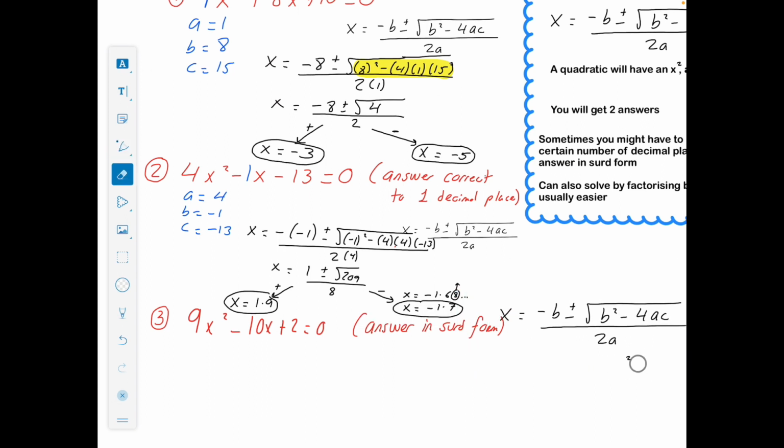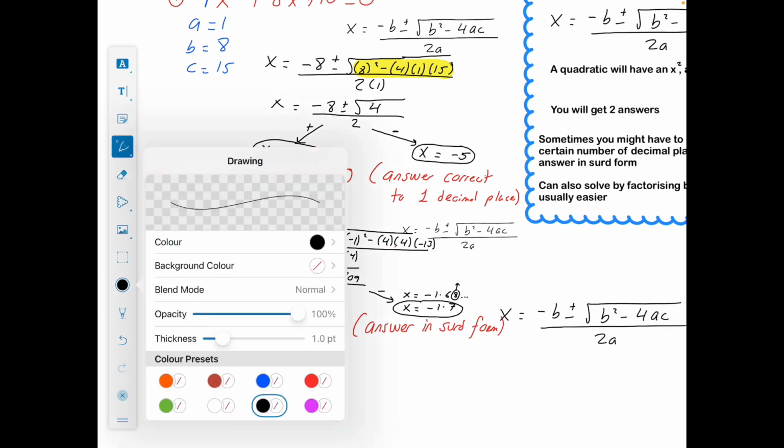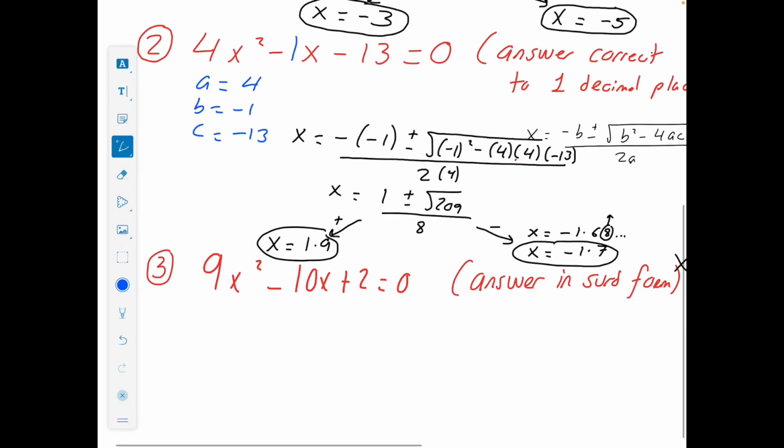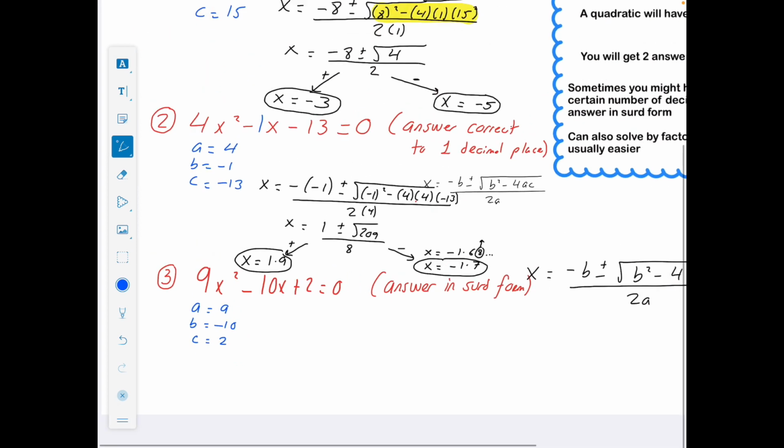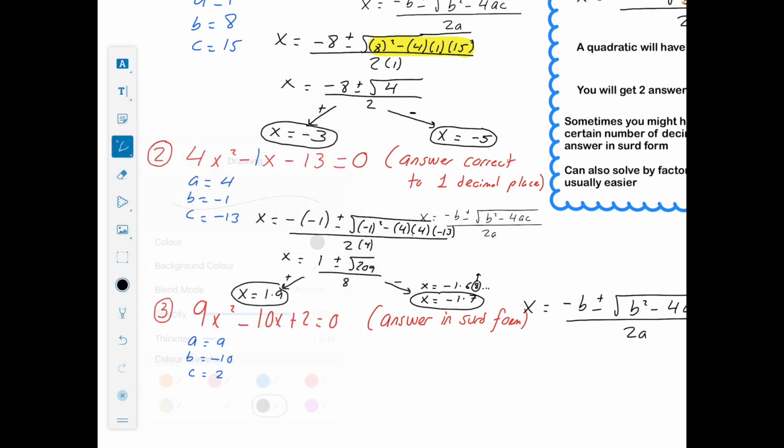Okay, and then finally they could say they want their answer in surd form. So again, same thing, we're going to write down our formula. Okay, and then we'll write down our a, b and c. So a is the number in front of the x squared, so a is equal to 9, b is the number in front of the x, so minus 10, and c is the number on its own, so 2.